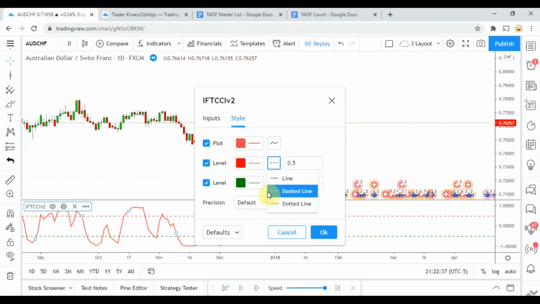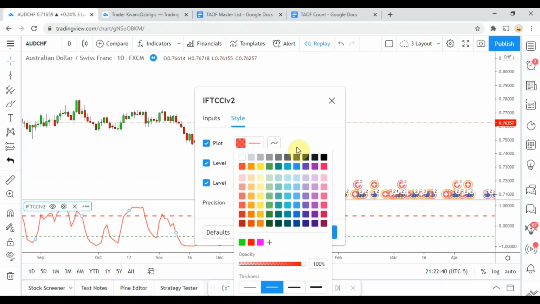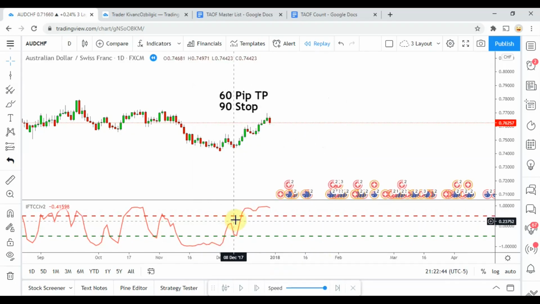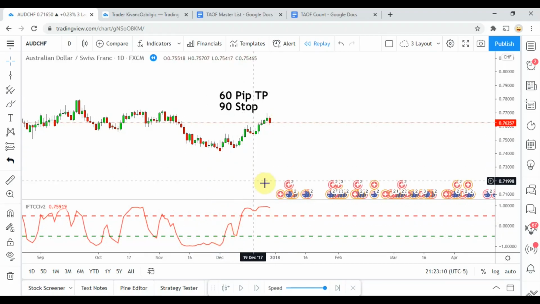Might be a little hard to see. Let me see if I can't bump up the... There we go. Bump up the weight of them just a little bit so you can see the red one and the green one here. So when the oscillating line breaks up above the red dashed line, we are waiting for it to then come back down and cross below, and that will be a signal to go short. On the opposite side, we wait for it to cross down below, and then it crosses back up, and when it crosses back up over that green line, that is a signal to go long.